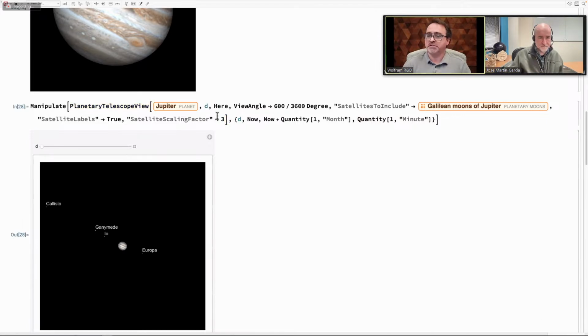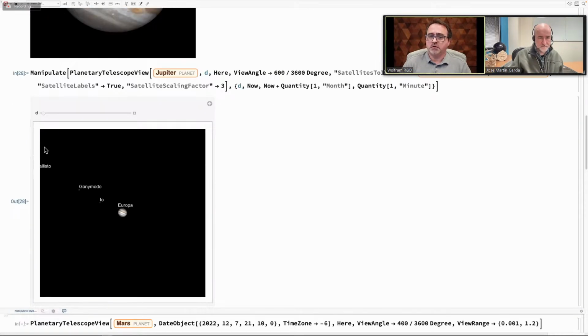I'm trying this real quick to see how it responds here. So here you can see my function. I just took it up to manipulate, and I made it so that the date changes. So it goes from now to a month from now in steps of a minute. And now I can drag the slider here, and this is fully 3D, and you can see the moons of Jupiter going around Jupiter. So yes, you can update this pretty quickly.